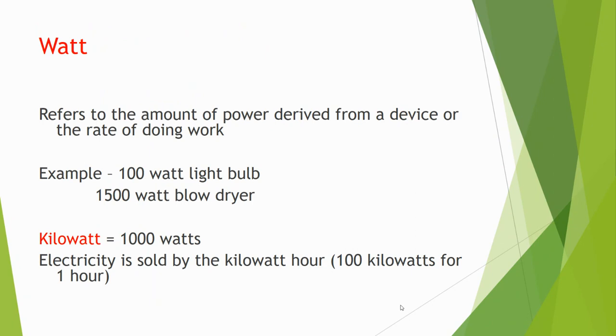When you combine that flow and power or pressure of electricity, you come up with a term called watts or watt or wattage. A watt refers to the amount of power that is derived from a device or the rate of doing work. If you're walking through the grocery store, you might see a label, something that says like 100 watt light bulb, or you might look on the tag of your blow dryer and see that it's a 1500 watt blow dryer. Now, electricity is sold by the kilowatt hour.